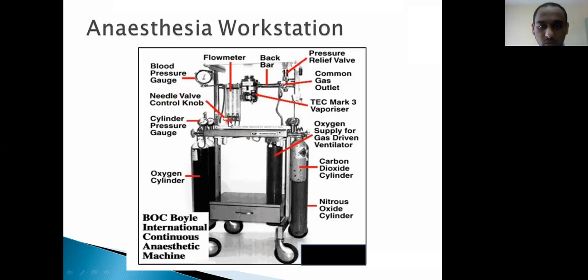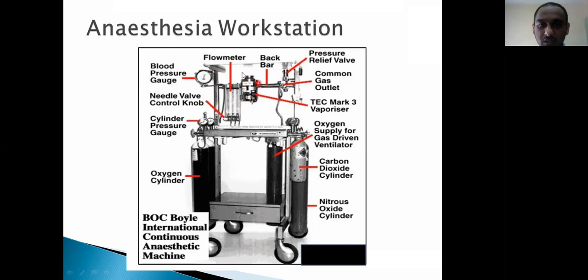The other components that you can see here are the valve control knobs. These control knobs are used to determine the exact flow of these gases like oxygen and nitrous to the patient. As you rotate these knobs, these flow meters will go up and down, and along with the graduations and the markings on the flow meters, we will come to know what is the flow rate for that particular gas. Then the blood pressure gauge is an additional monitoring component which has been added to this particular machine.